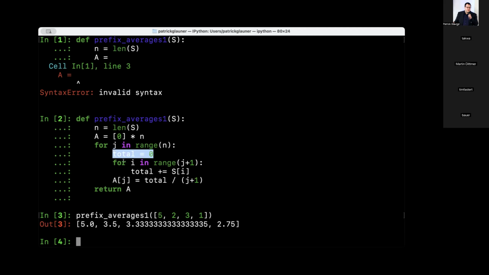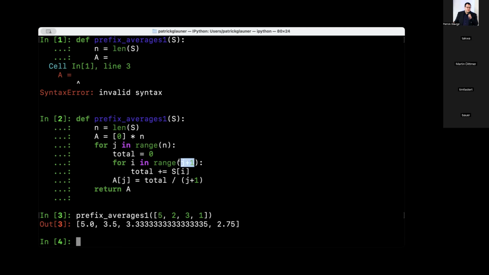The interesting thing is the inner loop. The inner loop has a counter, or has a range that is subject to j, which is the counter of the outer loop. And what we see is j starts as 0.